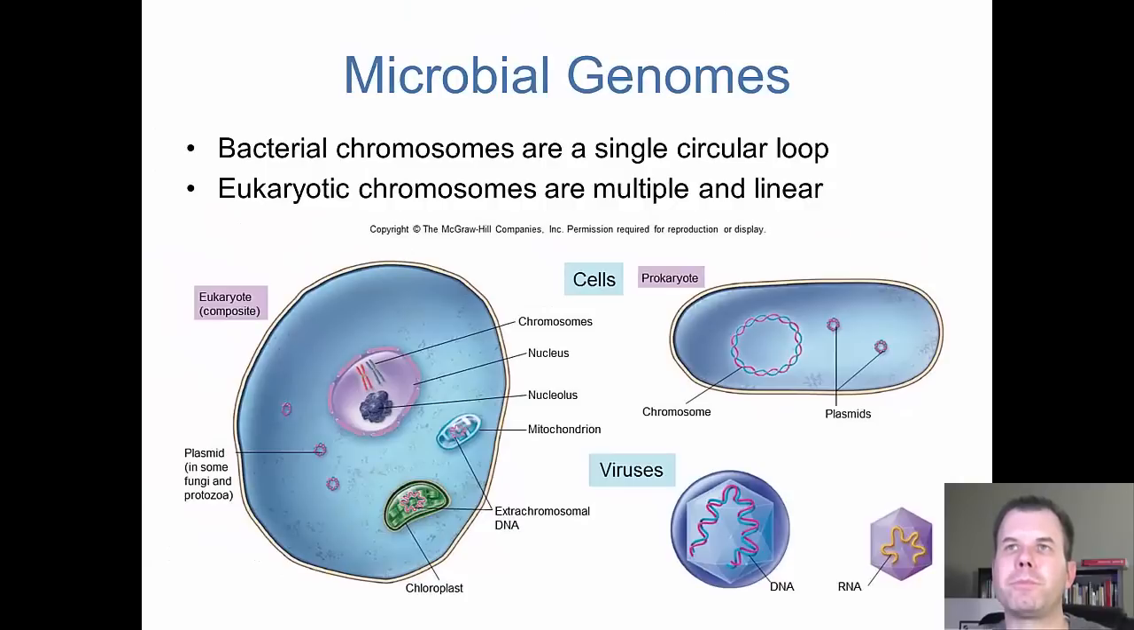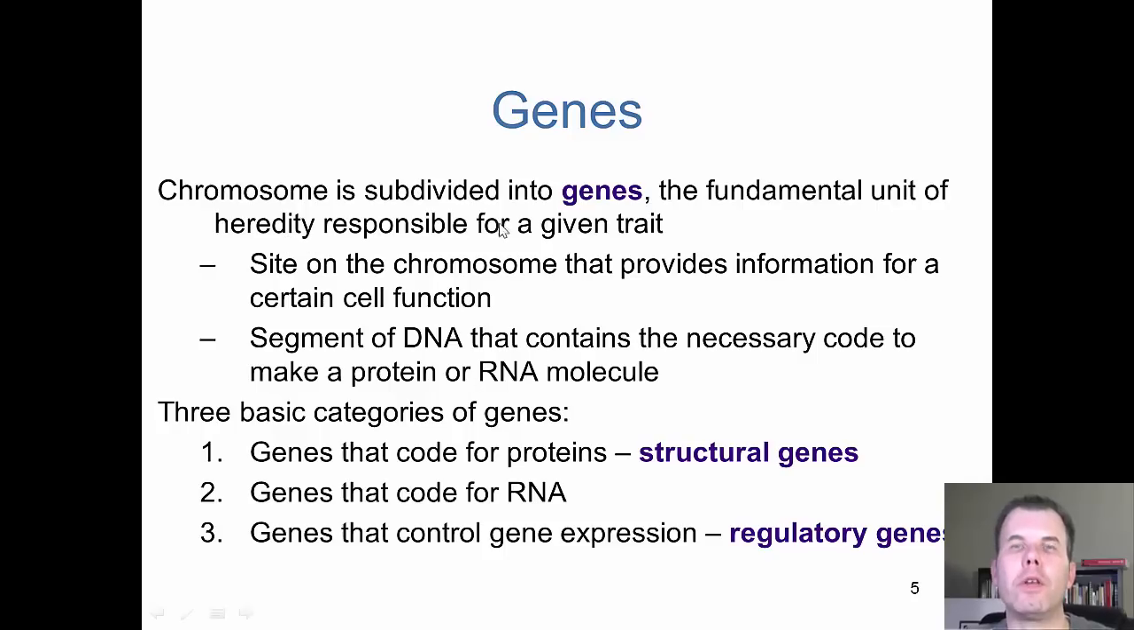Okay? All right, so we look at the chromosome. The chromosome is divided into genes, and these are the fundamental units of heredity. And again, this is a site on the chromosome that provides the information for the cell, and that segment of DNA contains the necessary code to make the RNA, which will then go make the protein. And so this is what we talk about when we look at protein synthesis. And so the DNA is the blueprint, the RNA is the messenger, and the protein is the product.